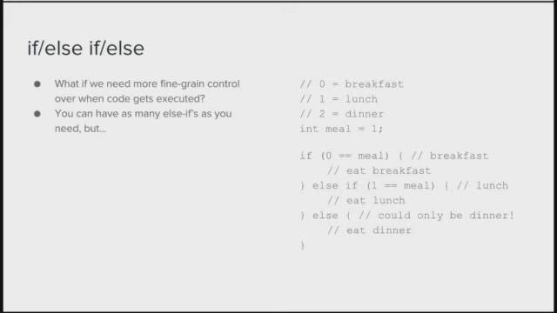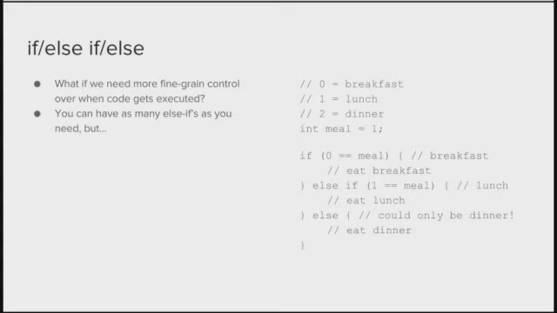So now, let's say that we need more fine-grained control over what we're going to be doing. And here we've decided that we've declared our meal to be encoded as 0 if it's breakfast, 1 if it's lunch, or 2 if it's dinner. So now we have an else if clause because there's 3 possibilities. So first off, we're going to be setting it to lunch. So if it's lunch, we're going to say if 0 is meal, and it seems kind of backwards. I'm going to tell you about that. It's called a Yoda statement, but we'll get into that in a second. Then we're going to eat breakfast.